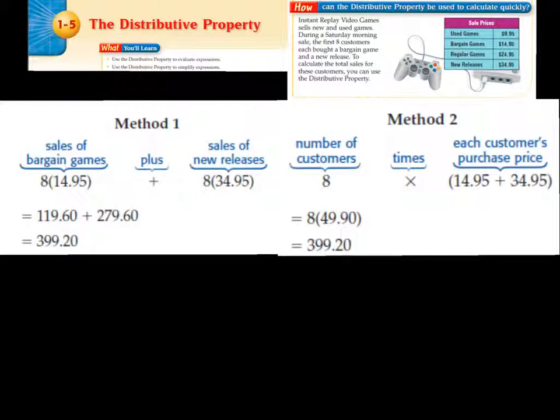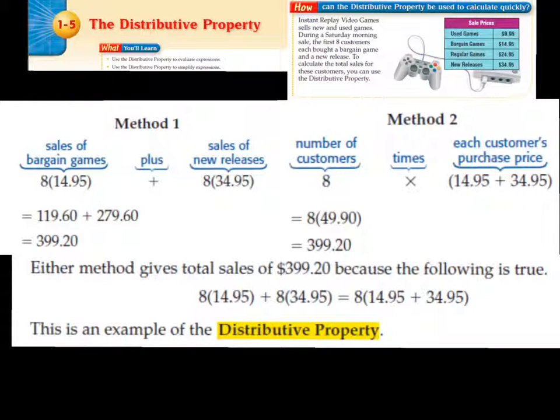Or we could add each customer's purchase price together and multiply it by 8, and we get the exact same total either way. This is an example of the distributive property. Now normally we would start with the expression on the right, distribute the 8 to both terms, and we would get the expression on the left.